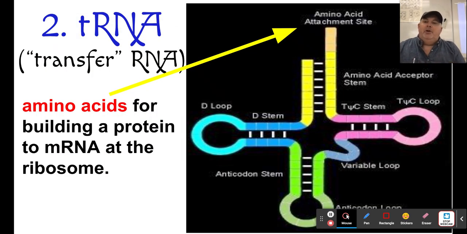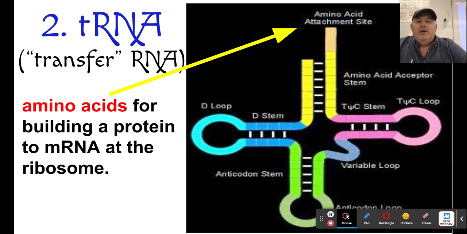Number two is something called transfer RNA. Now, this looks really complex. If you look down over here, you'll notice that the yellow arrow is indicating something referred to as an amino acid attachment site. Now, this is very, very important. One of the things that tRNA does is it carries amino acids to a location in the cytoplasm to the ribosome. So it's a transfer. It's transferring, in this case, an important cargo, and that cargo is something called an amino acid.